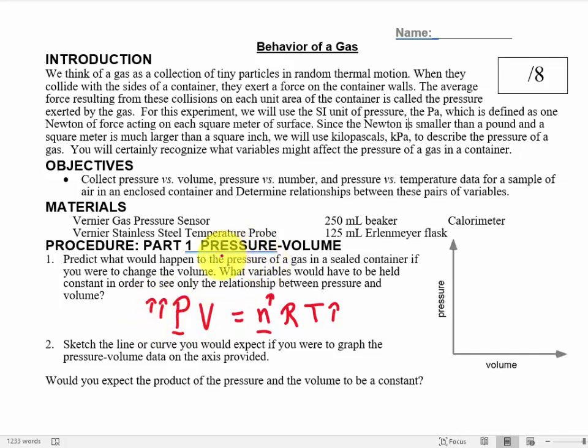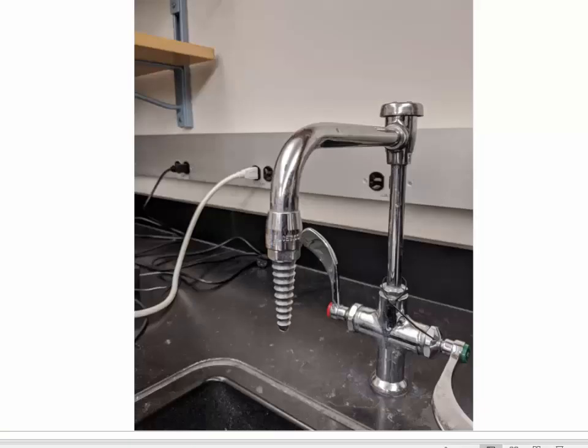So we're going to start off by taking a look at the pressure and volume, but before we go through that, let me walk you through what you need. You need a pressure sensor, a temperature probe, a beaker, an Erlenmeyer flask, and a calorimeter. You also need some water, and my public safety announcement is that the water comes screaming out of these faucets. Please be very, very careful.